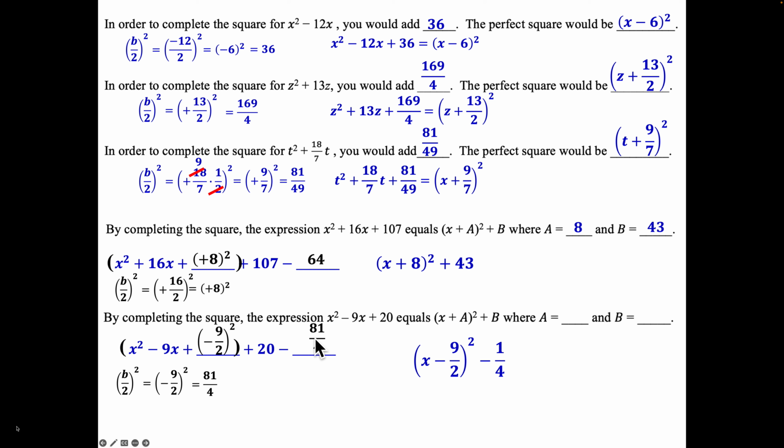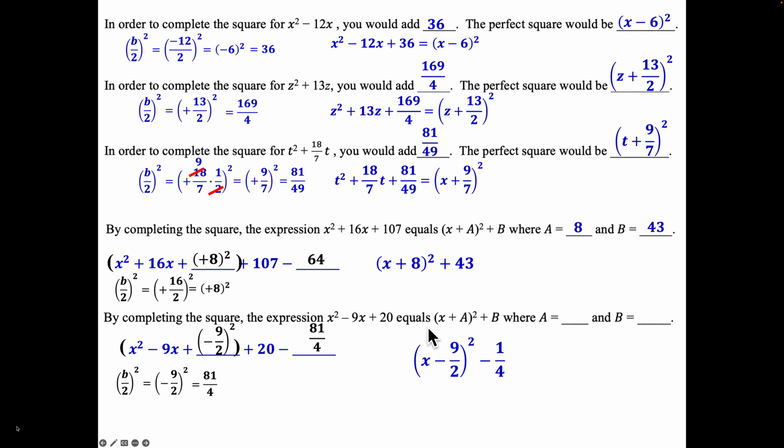Well, I need to have a denominator of 4. So multiply 4 to the top and bottom. This would be 80 over 4. So 80 fourths minus 81 fourths is a negative 1/4, or minus 1/4. So that's the B, and here's the A.